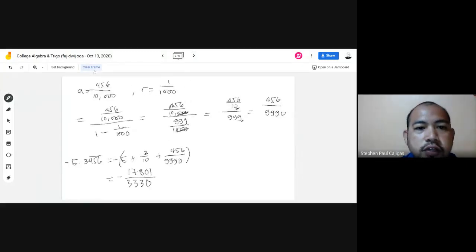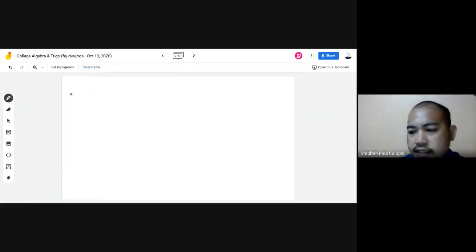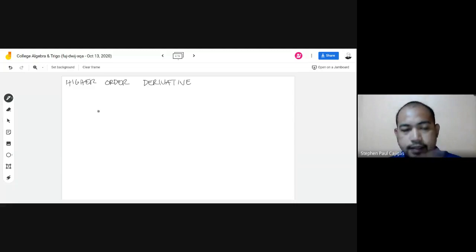We will now go to the next lesson which is the higher order derivative. This is in your work text. So, higher order derivative: you take the derivative, then you can take the derivative again, and again, depending on what is asked.